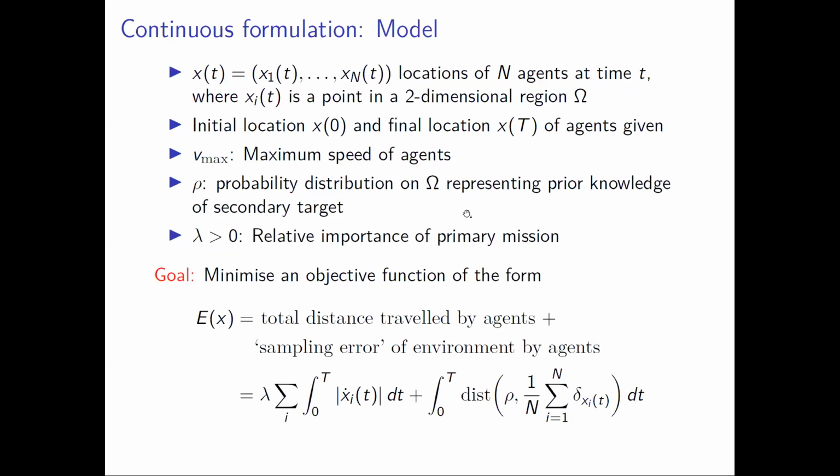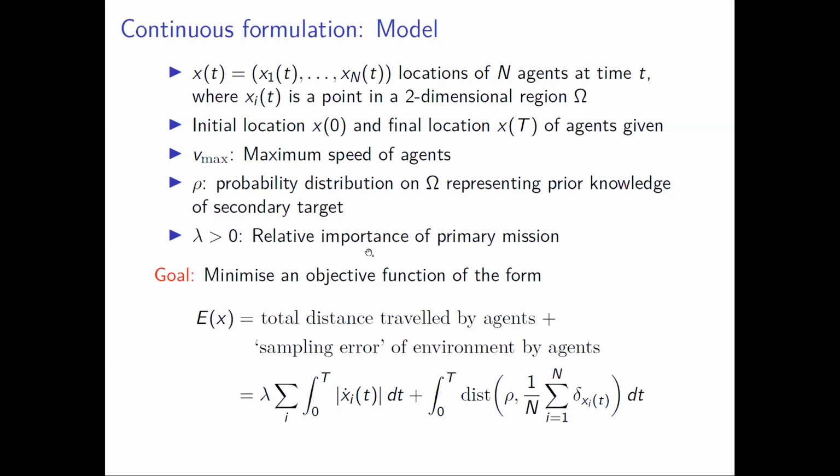Here's a simple mathematical model. We suppose we have n agents, and x_i(t) is the position of agent i at time t. This is a point in a two-dimensional set omega, which represents our desert or our fields. We assume that the initial location and the final location of the agents are specified. So capital T is the mission length, and x(0), the initial location, and x(T) are given.